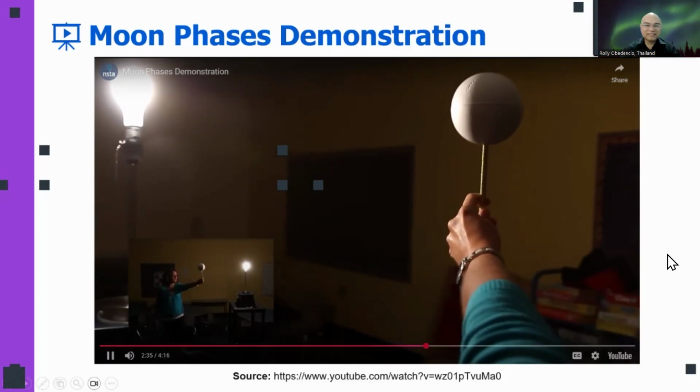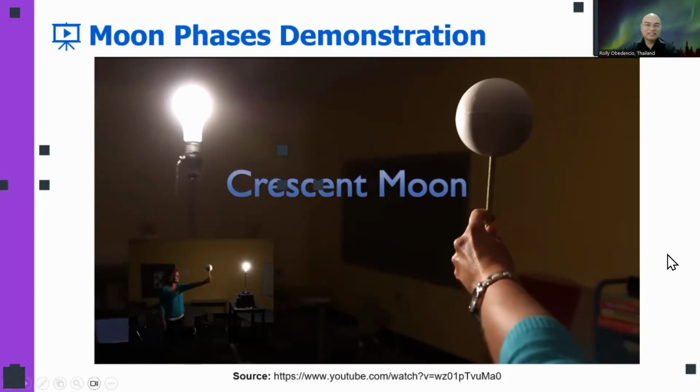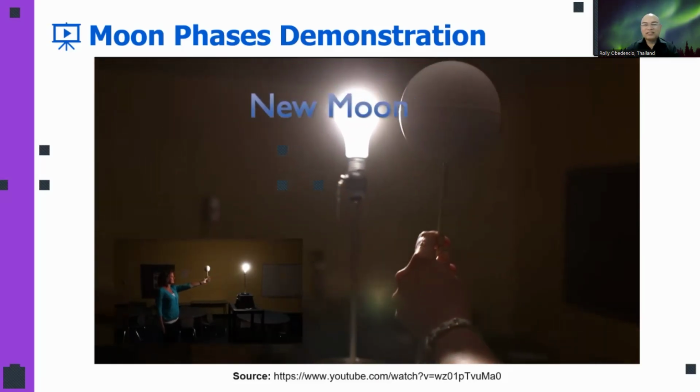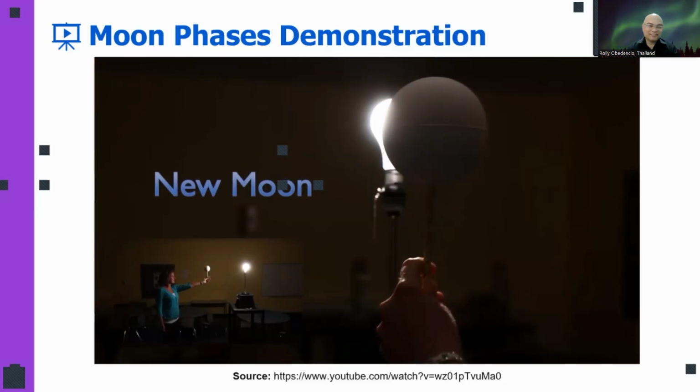Another crescent, crescent moon, and finally back to new moon. And the moon cycle begins again.